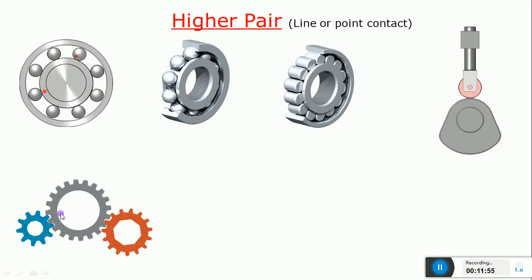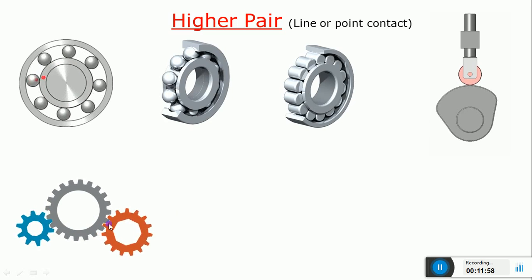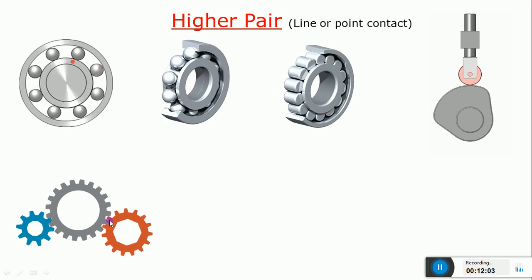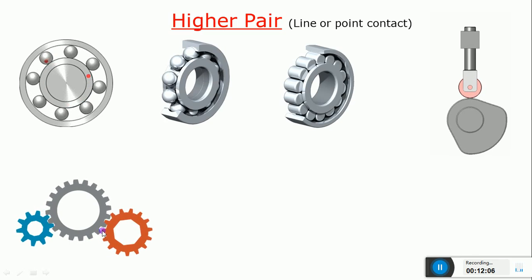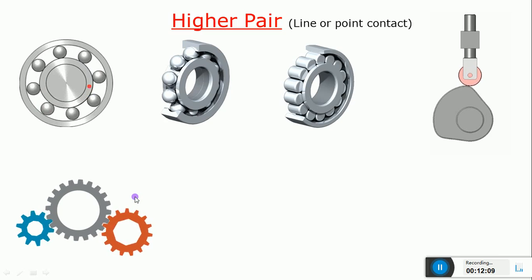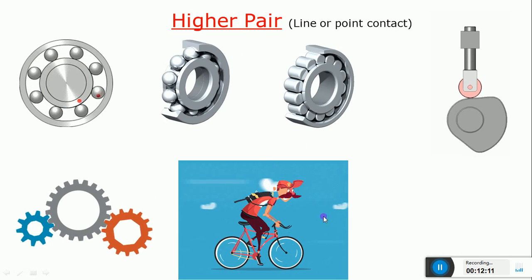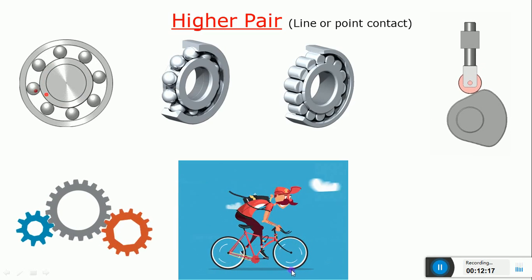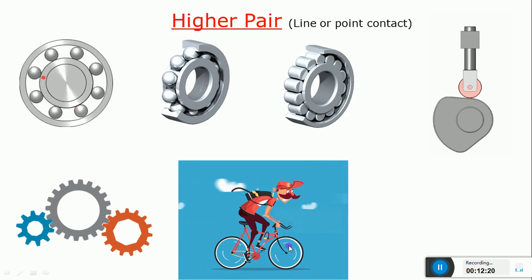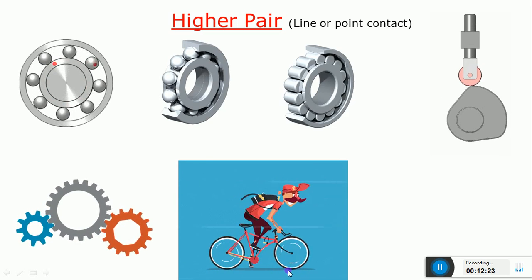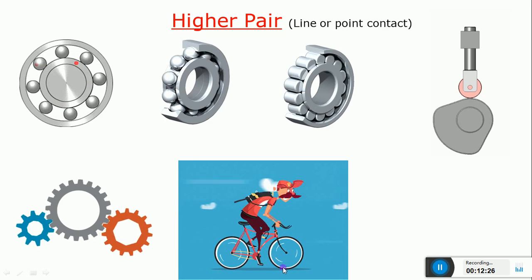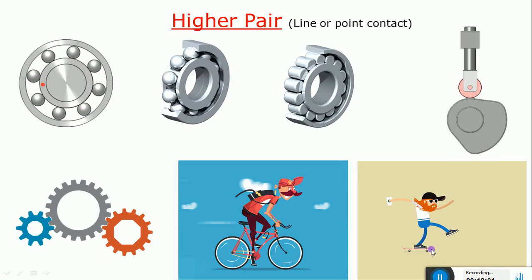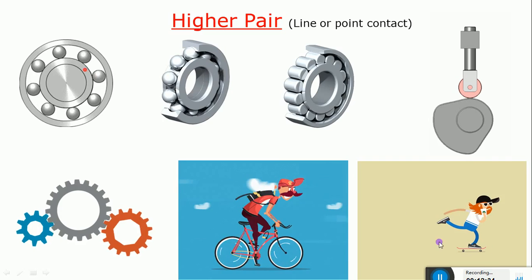And when you consider the meshing of gears, the meshing of the driver gear and the driven gear, the type of contact between the gear teeth is again a point contact. So all these come under higher pair. And when you consider the wheel of a bicycle, it has a point contact or line contact with respect to the earth surface. The complete wheel surface is not in contact with the earth. Only a certain portion of this wheel is in contact with the earth. Again, the wheels of a skating board also come under a higher pair.